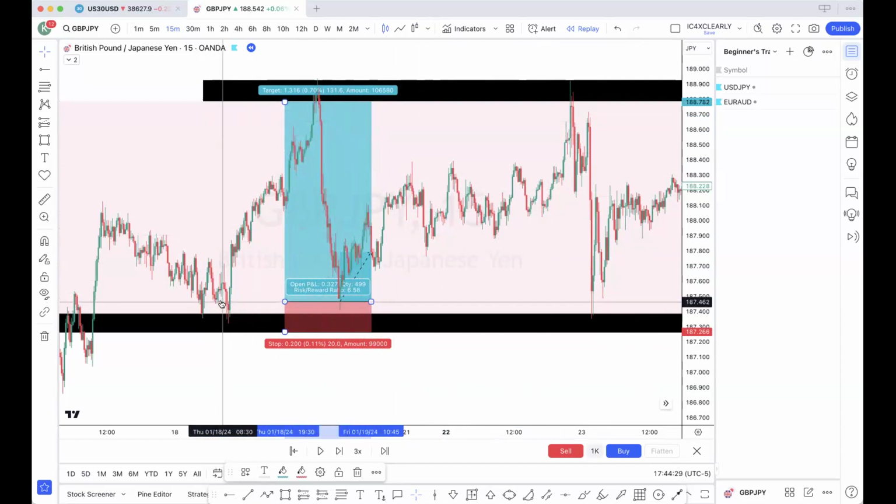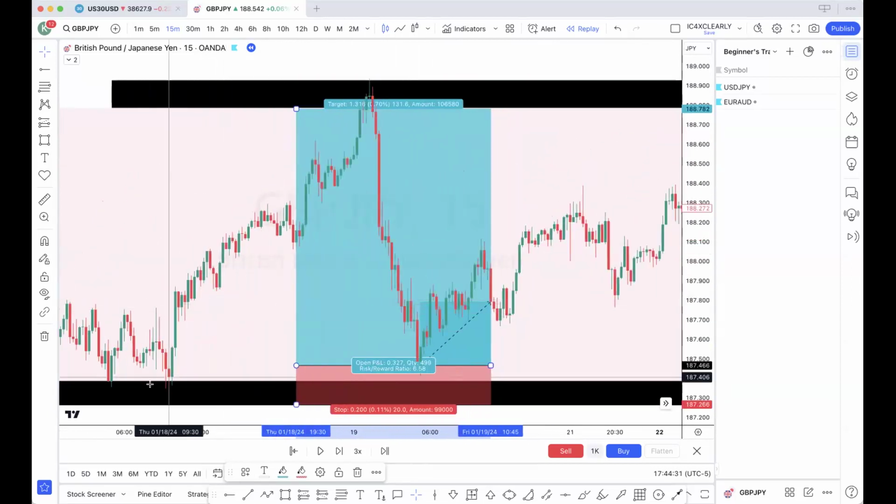So this pulled back into the order block. As we see, you have imbalance, you have an order block. Now, had this just come right here, I probably wouldn't have gotten in the trade. I'm always going to take it from the order block.